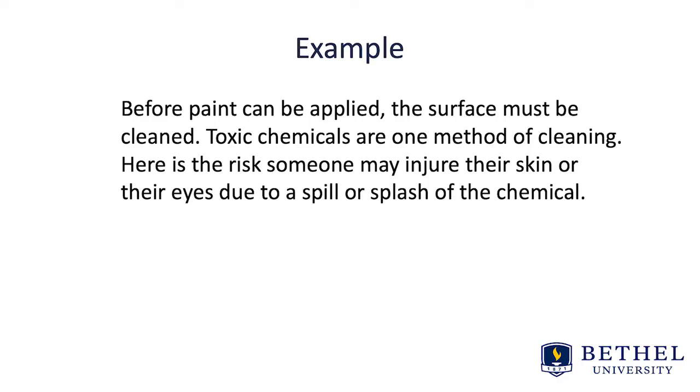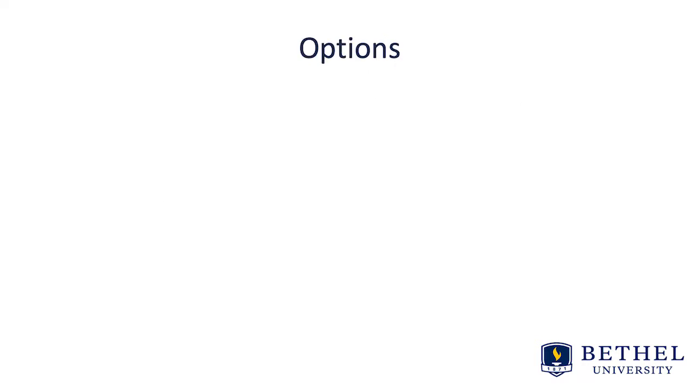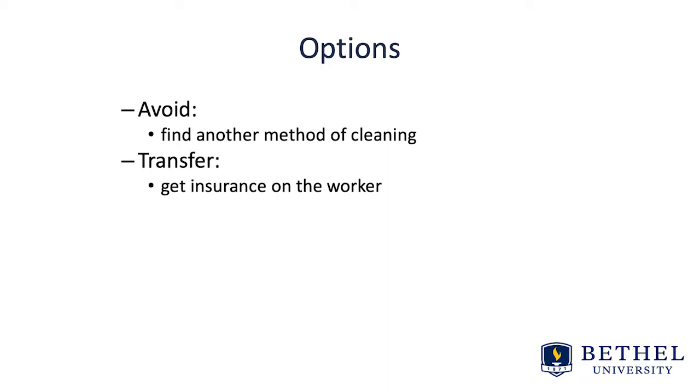Here's an example. Before paint can be applied, the surface must be cleaned. Toxic chemicals are one method of cleaning. Here's the risk: someone may injure their skin or their eyes due to a spill or splash of chemical. So here are your options to handling that risk. To avoid the risk, you may find another method of cleaning. To transfer the risk, you may get insurance on the workers.